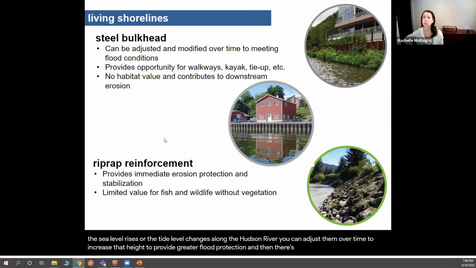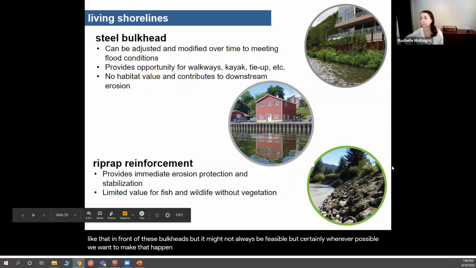And then of course there's opportunities to have hopefully different types of habitat enhancements in front of those steel bulkheads, but it all really depends on what the bulkheads are used for and permitting considerations. So it gets to be a little bit of a tricky situation. Sometimes we have the best intentions and we want to do floating wetlands and things like that in front of these bulkheads, but it might not always be feasible. But certainly wherever possible, we want to make that happen.